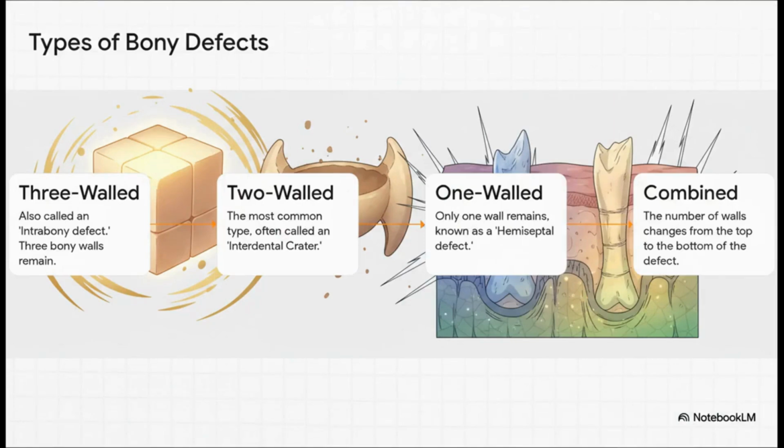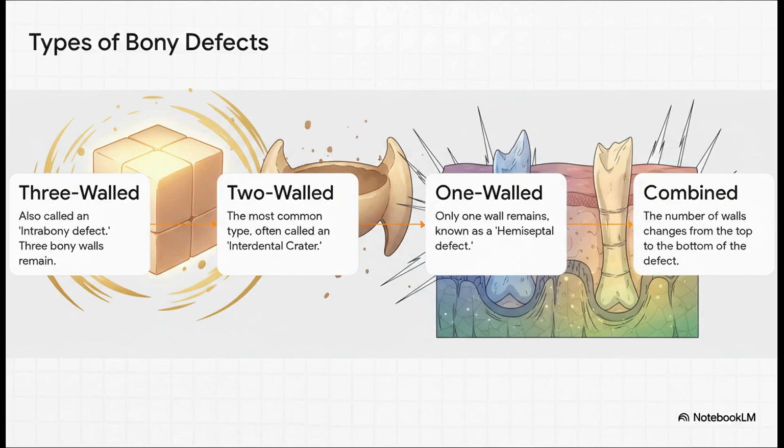So a three-wall defect, sometimes called an intrabony defect, is kind of like a box with three sides still standing. That one has the best shot at healing. A two-wall defect is actually the most common, and it often forms a crater between the teeth. Then you have a one-wall defect, which is much trickier to treat.